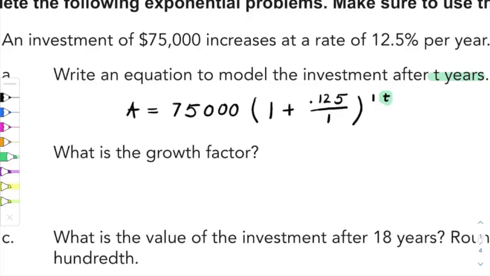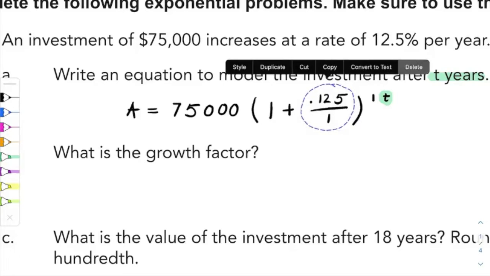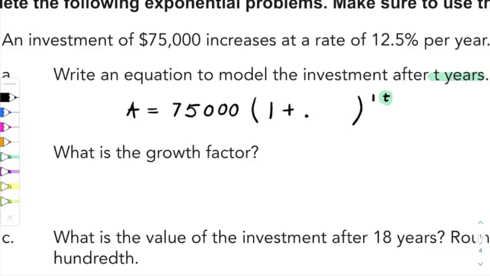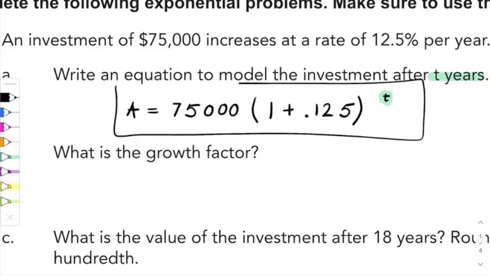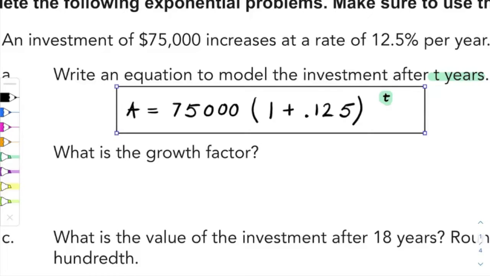So I can clean this up. I don't need to write a fraction over 1. So I can actually edit this part here, and I can just write it as 0.125 instead of writing it over 1, which is what I'm going to do. And same thing with the exponent, I can just raise it to the power of t. So this is your model for part A, or your equation for part A.